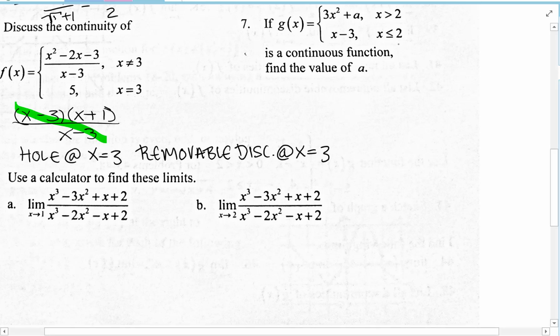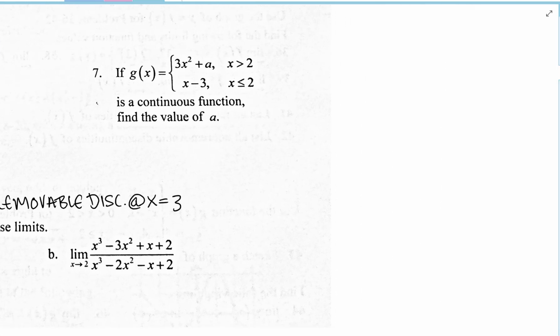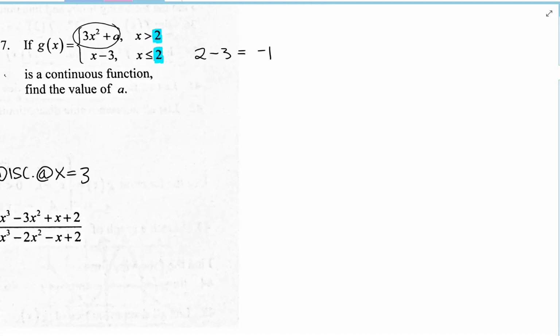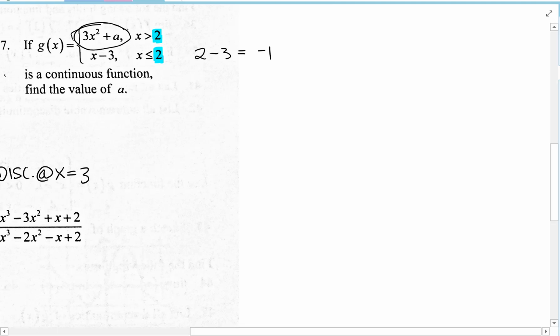If g of x is equal to this, is a continuous function, find the value of a. So if this were to be a continuous function, that means when I plug in the transition value, which is 2, right, where we go from one piece to the other piece on the piecewise function, I need to get the same number out of both of these. I need the same output. So first I'll plug it into the bottom piece. 2 minus 3 is equal to -1. So I need the output of this piece to be -1 when I plug in 2 for x.